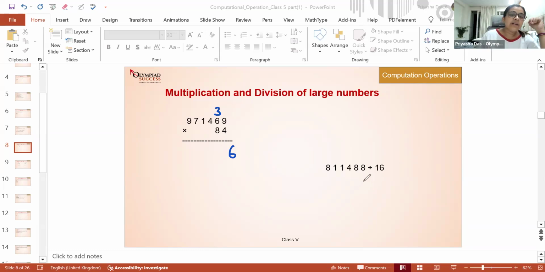Next is Manvik. Manvik, 6 times 4? Ma'am, 6 times 4 is equal to 24. 24 plus 3? 27. 7 here, 2 carry. Thank you. The next one is Riyanshi. Riyanshi, 8 times 4? Sorry, not 8 times 4. I'm so sorry. 4 times 4? 16, ma'am. 16 plus 2? 18. 8 here, carry 1.